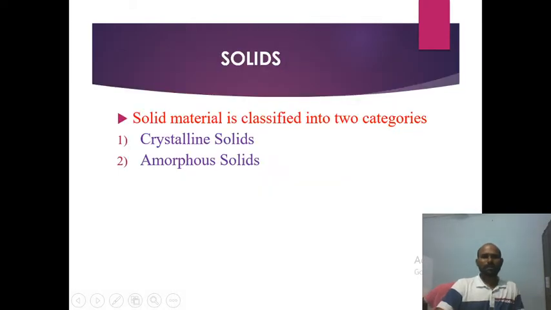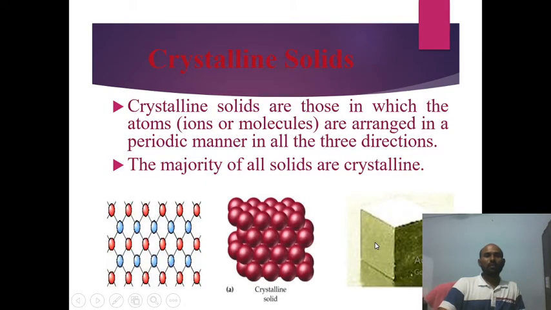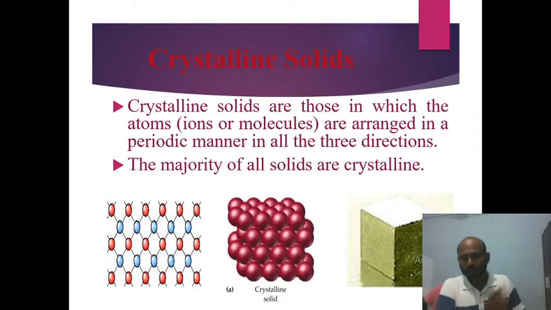Okay, next, what is solid? Solids are divided into two main types: crystalline solid, and the second part is amorphous solid. What is crystalline solid? Crystalline solids are those in which atoms, molecules or ions are arranged in a regular periodic manner in all three directions. Look here: x direction, y direction and z direction.